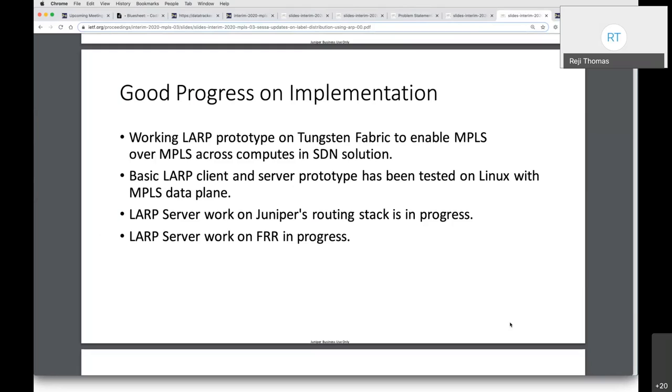Regarding some of the work in progress, we have the LARP server work, which is in progress with respect to the Juniper routing stack. And we also have work currently in progress on FRR. Next slide, please.